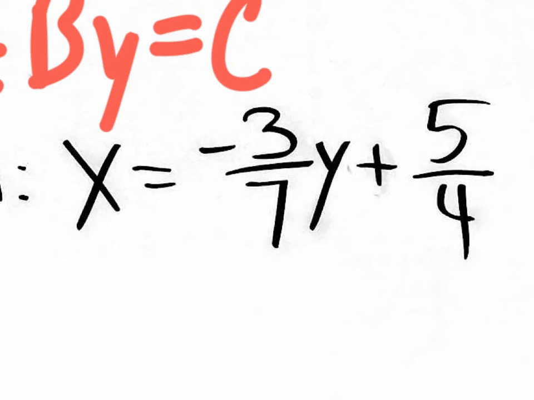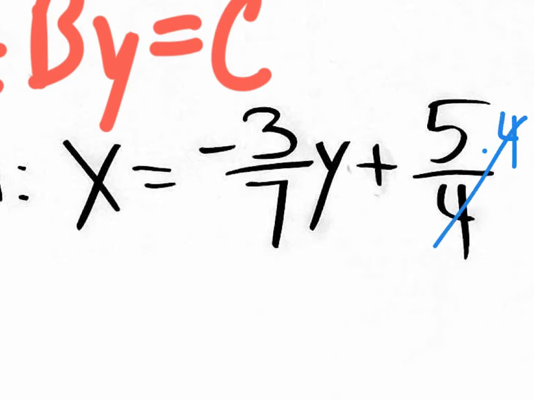Or you could get rid of both of them at the same time by multiplying by the LCD, which would happen to be 28. So I'm going to get rid of one of them at a time. You could multiply everything by 28 and it'll get rid of both of them at the same time. But I want to get rid of one of them at a time. Check it out. I'm going to multiply everything by 4.